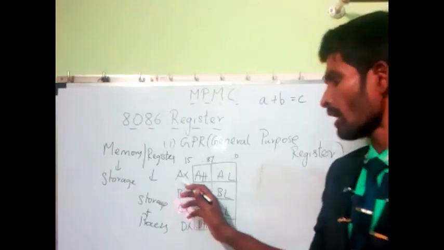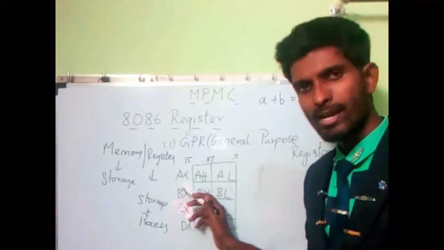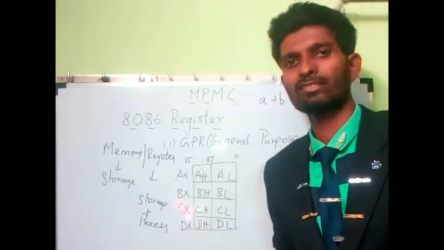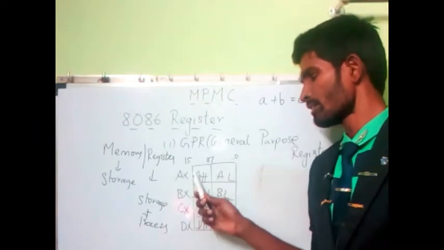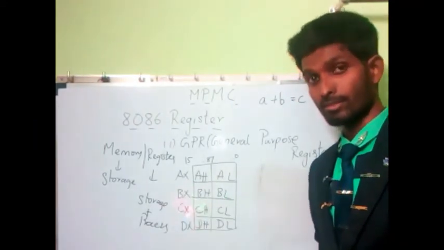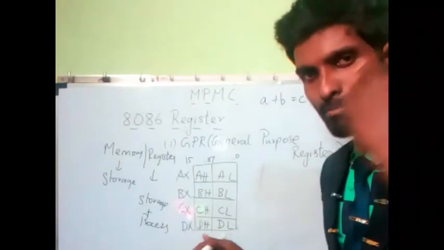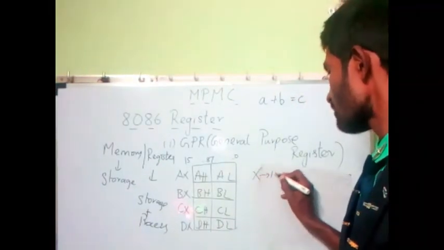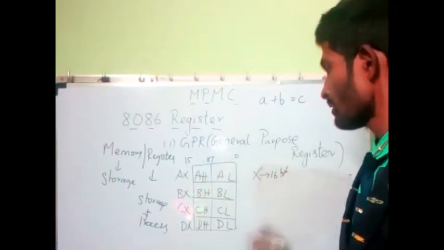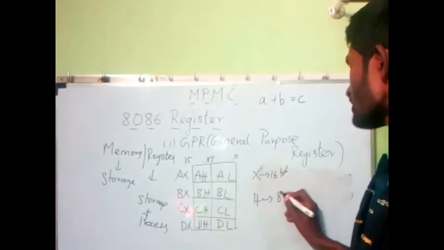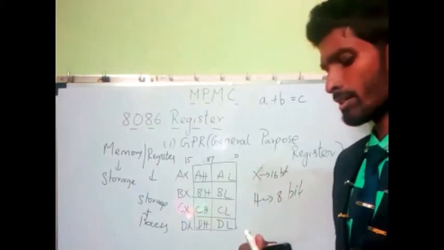Listen here. I have the partitions AX, BX, CX, and DX. Look at here. X represents 16-bit. Please have it in mind always. X represents 16-bit, and H (high) represents 8-bit. Is it right?